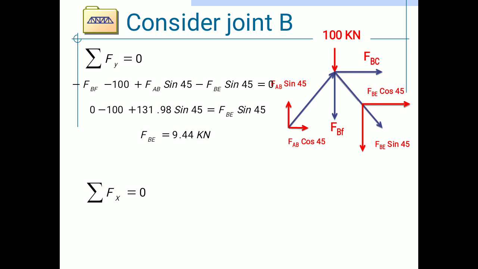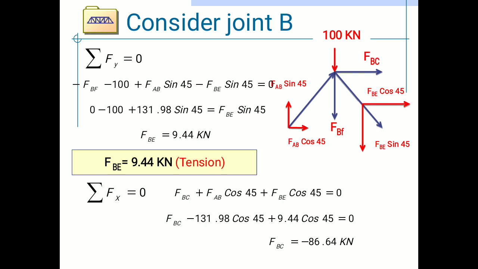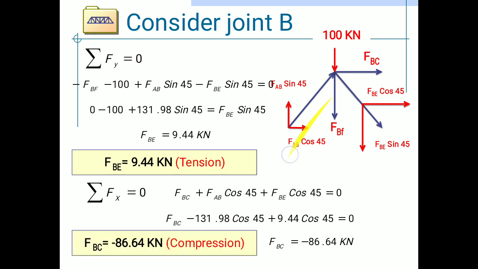Now applying the second condition, summation Fx is equal to 0. There are three horizontal forces: FBC plus FAB cos 45 plus FBE cos 45 is equal to 0. By solving this equation, we get FBC equal to minus 86.64 kN, which is negative. So the final forces at joint B are FBE 9.44 kN in tension, and FBC minus 86.64 kN, which is in compression.